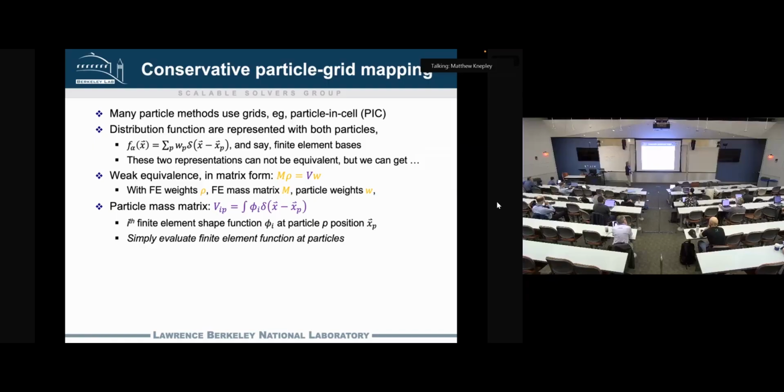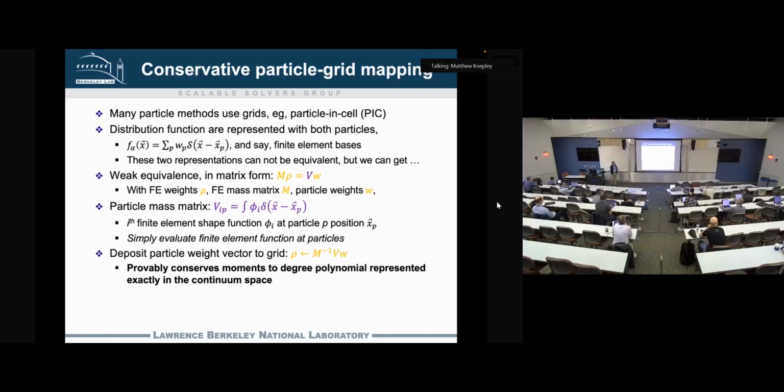And we'll be using delta functions, which makes this particularly simple. You simply are evaluating the finite element shape function at the particle position, and so the particle mass matrix is just a matrix of simple interpolants, so it's very simple. And so with that, we can simply solve this equation here to have an expression for depositing particles onto a finite element grid. And when you do that, it is provable that you can conserve all moments up to the degree of the polynomial that's represented exactly in your continuum space. And so you're going to see that a lot here because that comes up in several places.